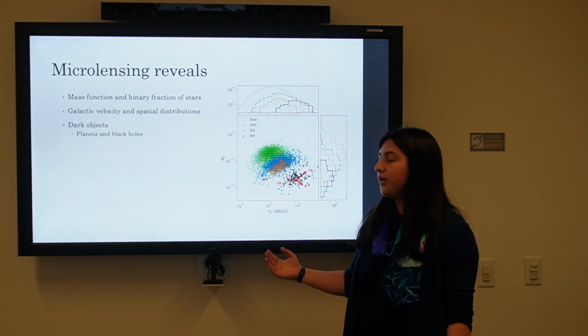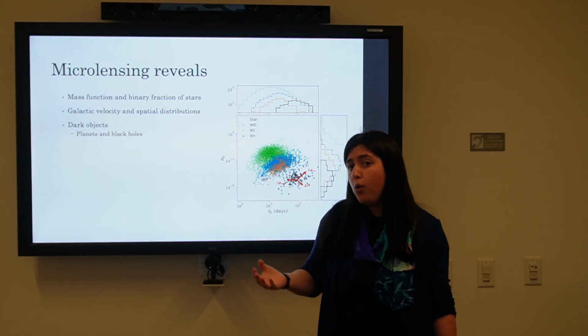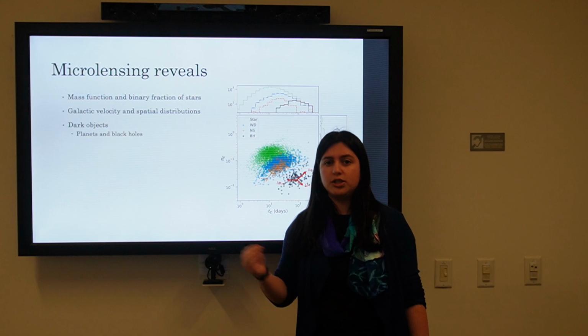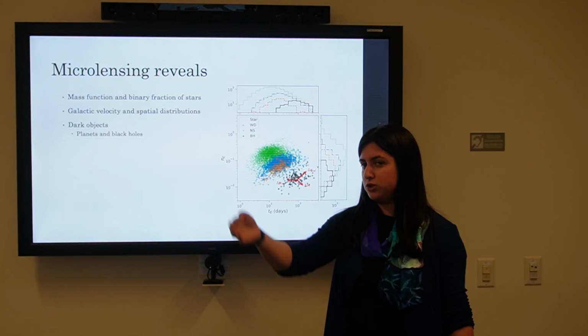And then, as I mentioned earlier, you can find dark objects like black holes, planets, and also potentially free-floating planets, planets without a host star.